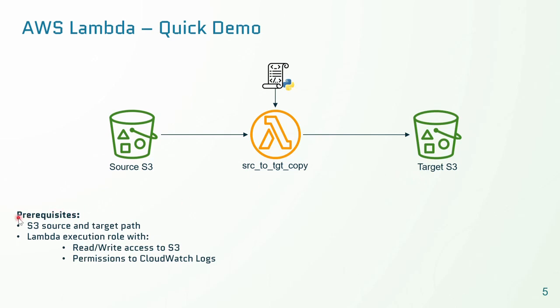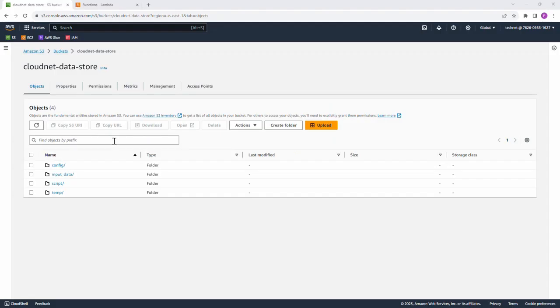There are a couple of prerequisites for this demo. We need to have an S3 source and target path. We will be using the same bucket though. And then a Lambda execution role with read and write access to the S3 path and permissions to the CloudWatch log. Without wasting much time, let's get into the demo. Let's take a look at the prerequisites first.